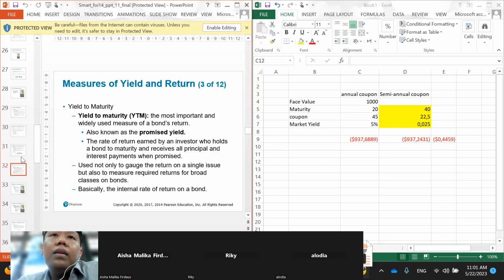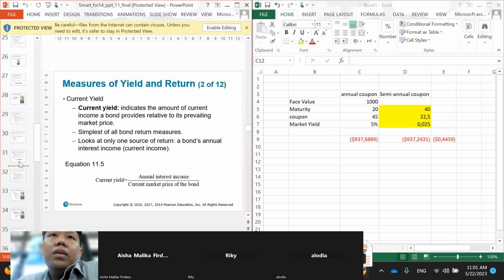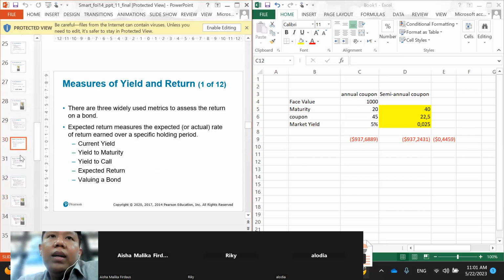Okay. So that was the calculation of the bond price. Next, we are going to calculate the yield. The yield is the return. When we measure the bond's yield, we are usually measuring the return.